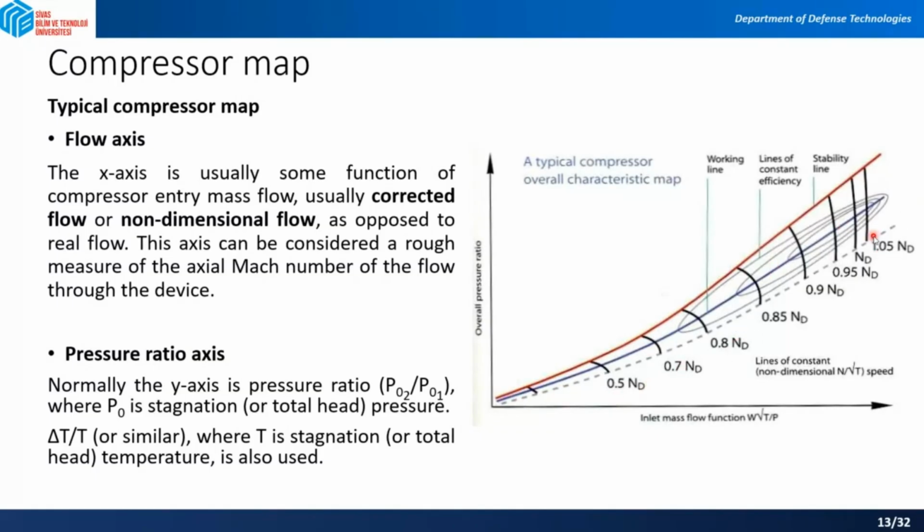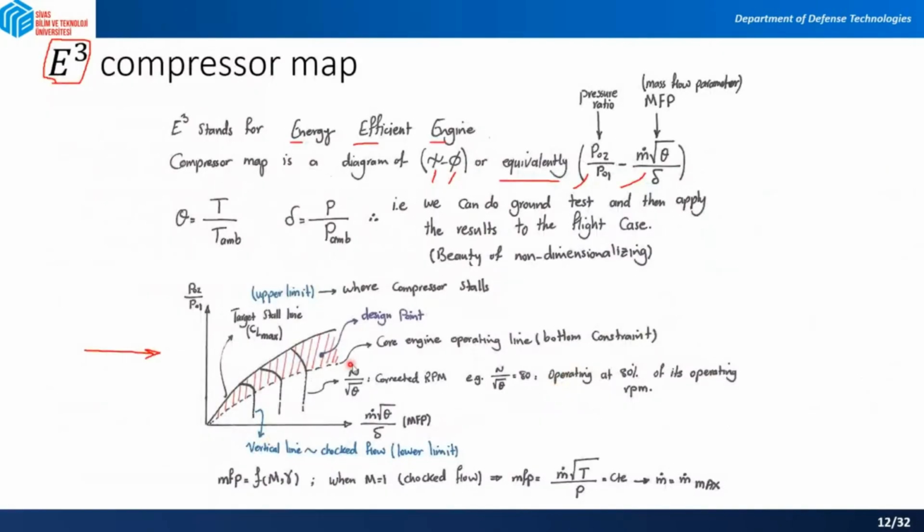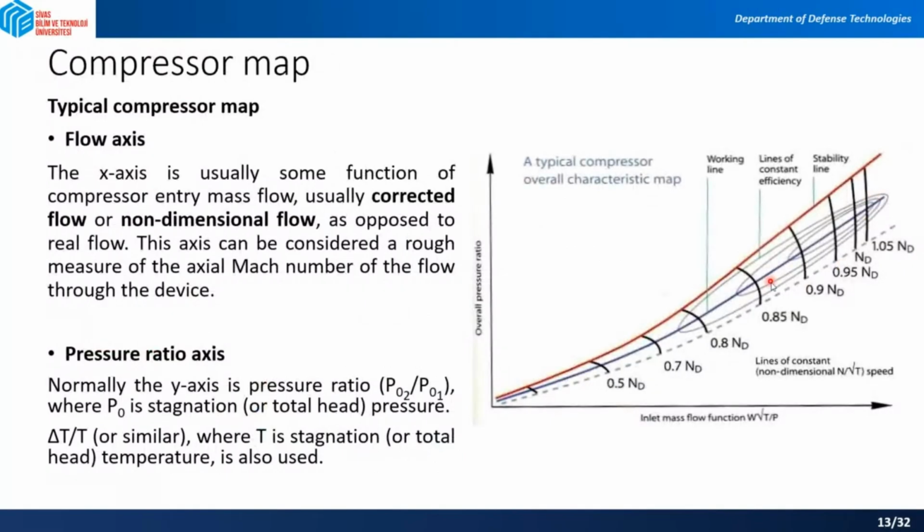And this lower limit, we had this lower limit as the core engine operating line, which is the bottom constraint. So as you can see, these curves are the lines of constant rotational speed, or N over square root of theta, and you see that after these they will become vertical, so there is no need to plot them.